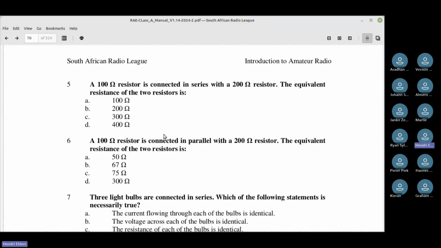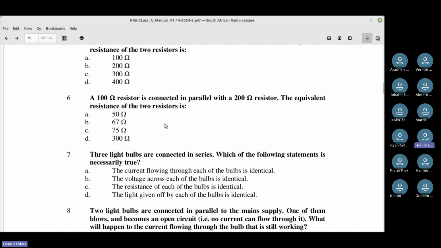A 100 ohm resistor is connected in series with a 200 ohm resistor. The equivalent resistance of the two resistors is C. Anybody that disagrees? Okay, your silence is appreciated. No, I'm just joking. A 100 ohm resistor is connected in parallel with a 200 ohm resistor. The equivalent resistance of the two resistors is.